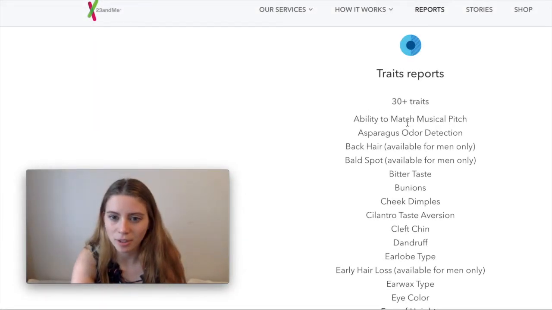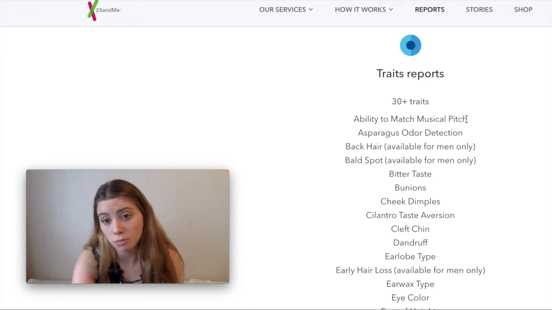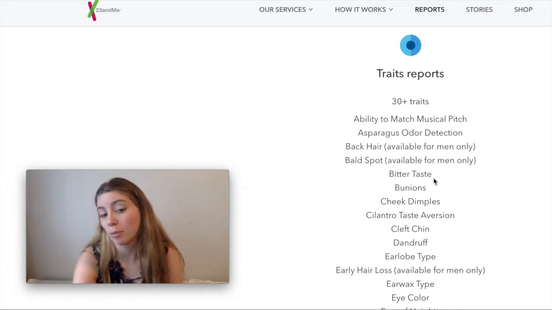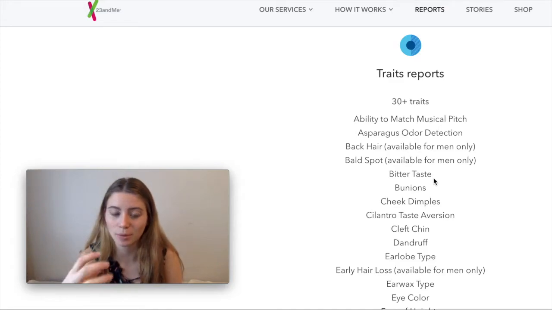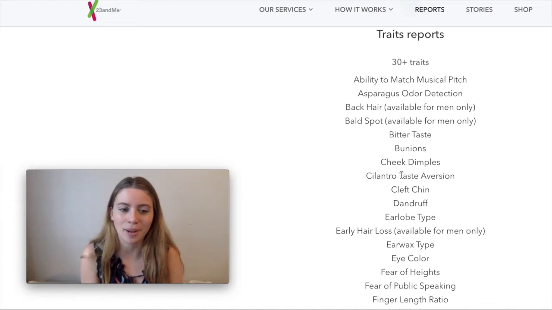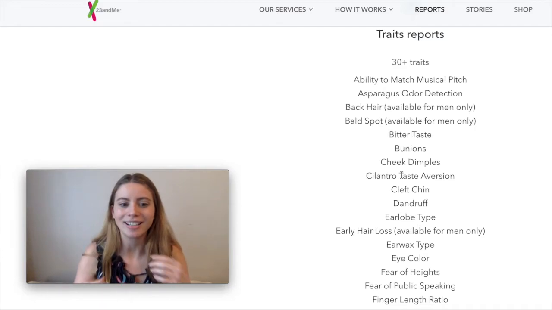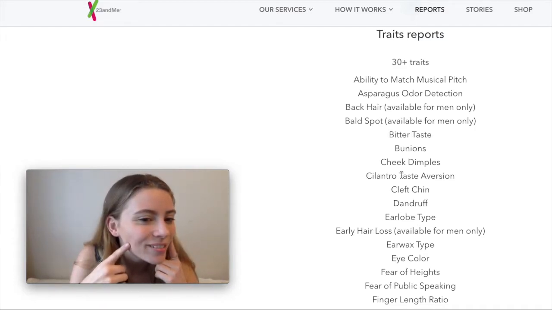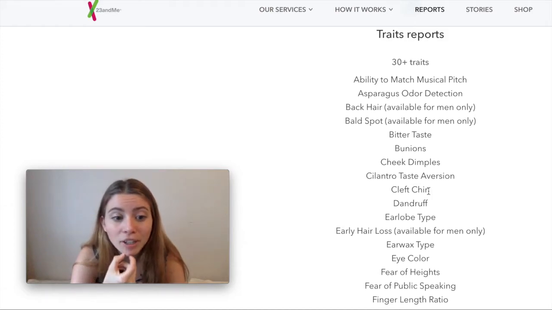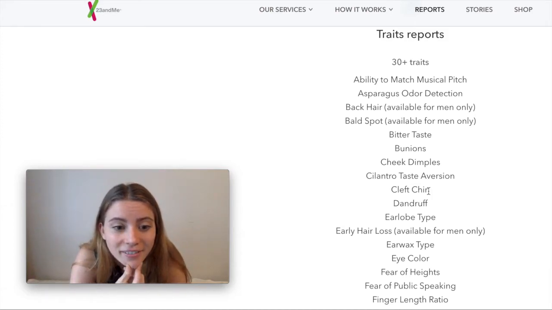So, the ability to match musical pitch, interesting. Asparagus odor detection. All right. This one's bitter taste, so that's what we were talking about actually, which you can test with PTC. Cheek dimples. This is another hereditary one that I didn't mention before, so usually it's something that would be inherited. So I don't have any cheek dimples, unfortunately. Cleft chin. So if you have a little butt chin, I can't do it.